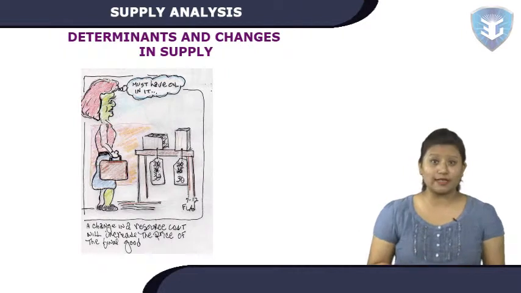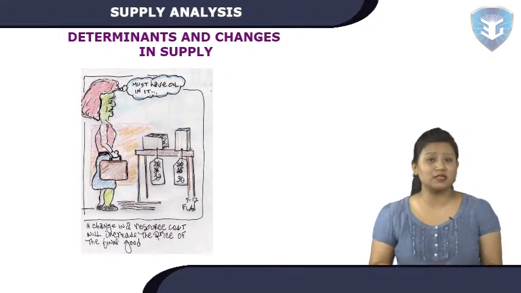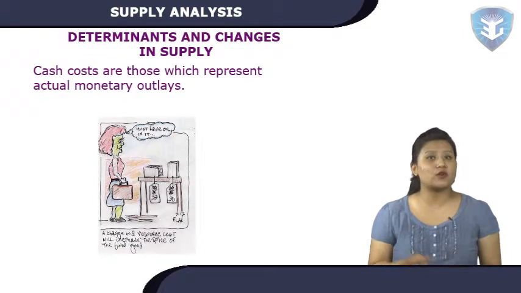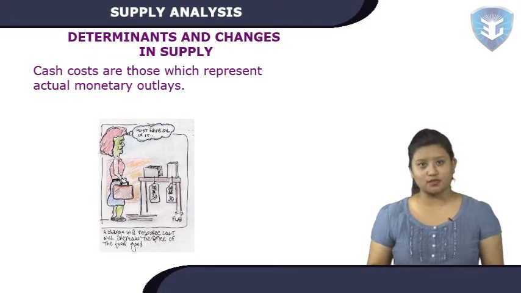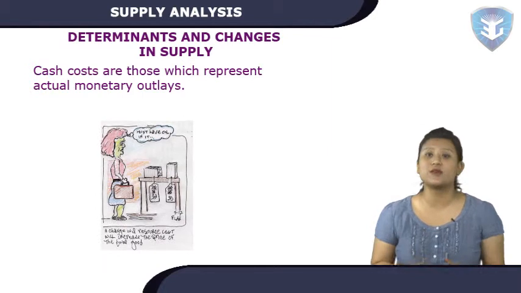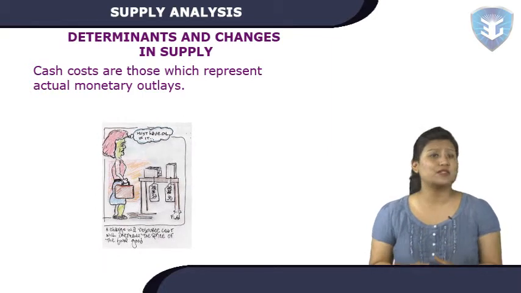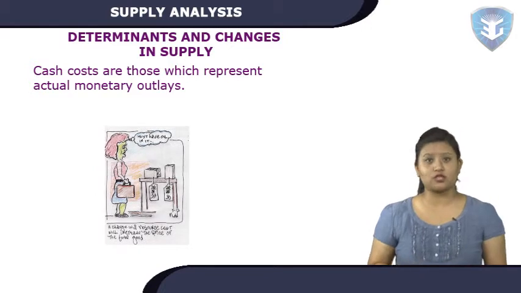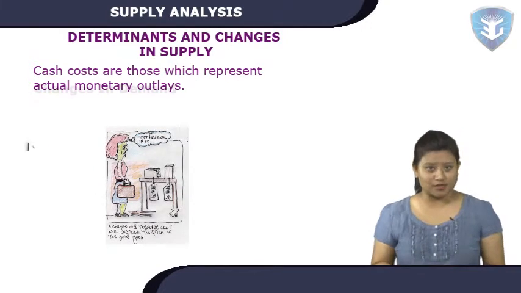Now moving on to the next topic, we will study the determinants and the changes in supply. Cash costs are those which represent actual monetary outlays. Non-cash costs do not directly represent such outlays but are permissible deductions from revenue, the sole impact of which is to reduce the income tax liability.